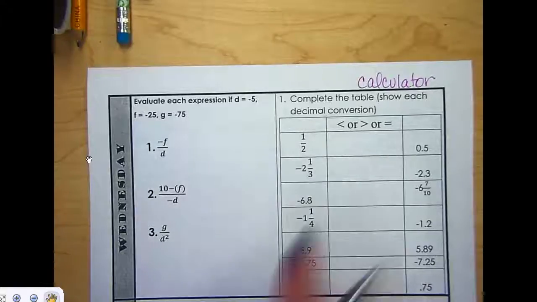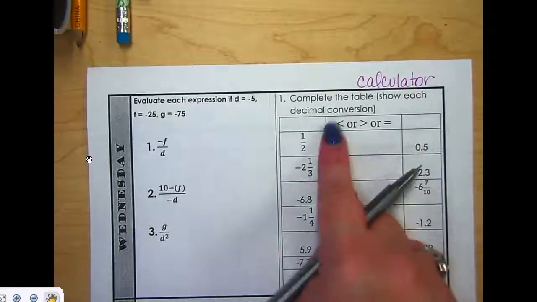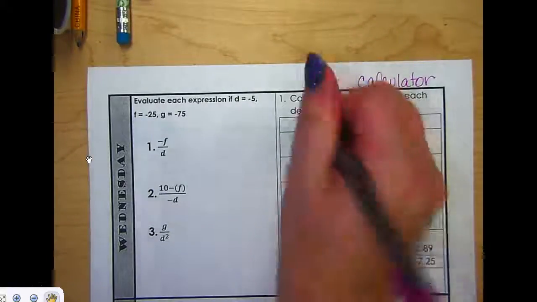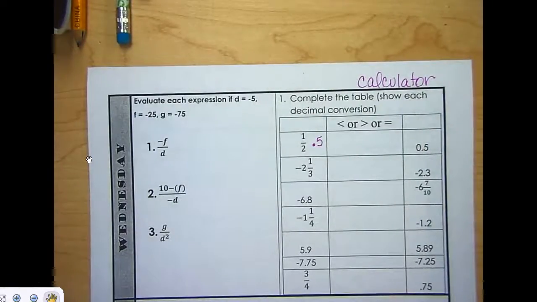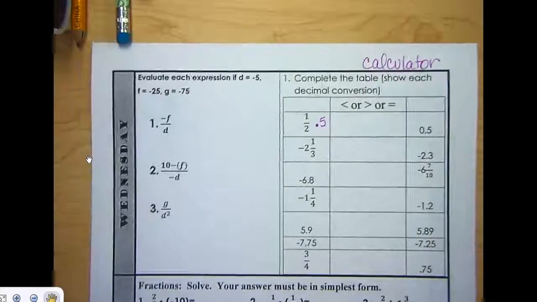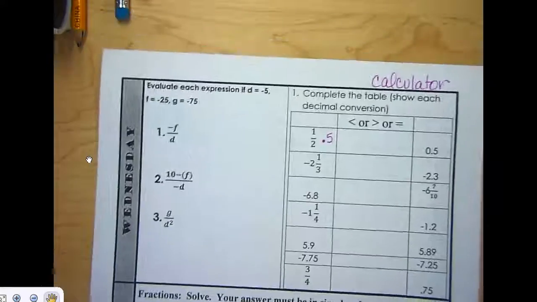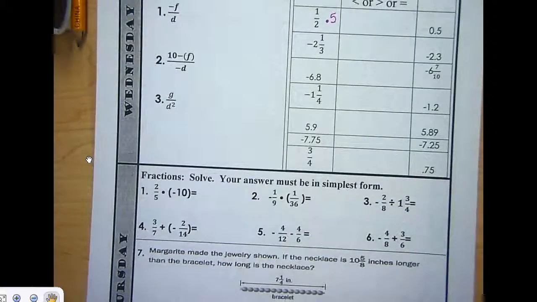But make sure that you are writing the decimal. Show each decimal conversion, like 1/2. You need to show you know that is 5/10. That must be shown for it to be correct. I have to see the math that you did, that you didn't just guess.